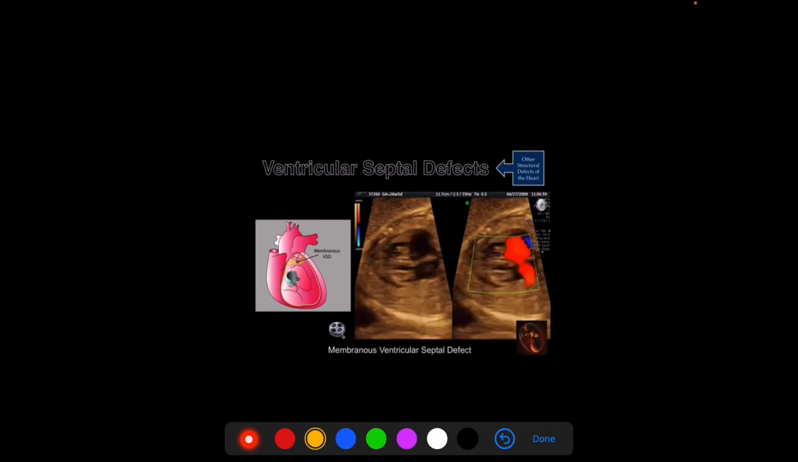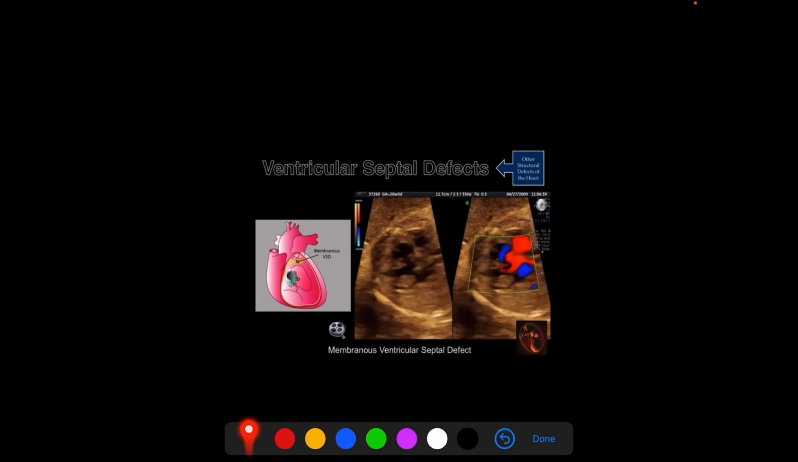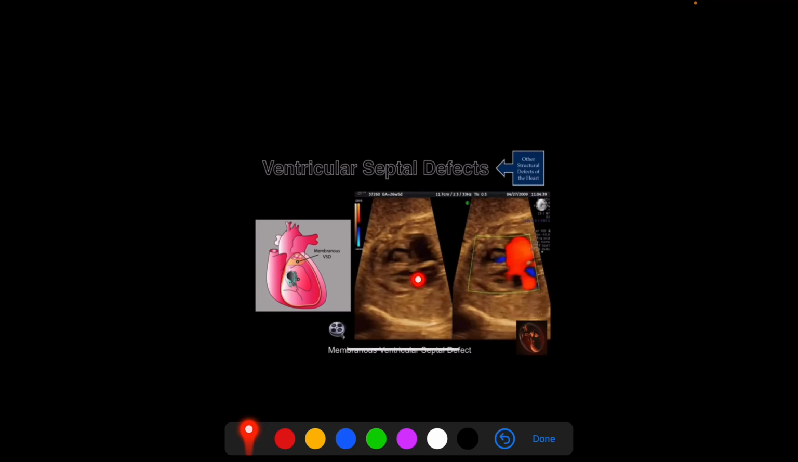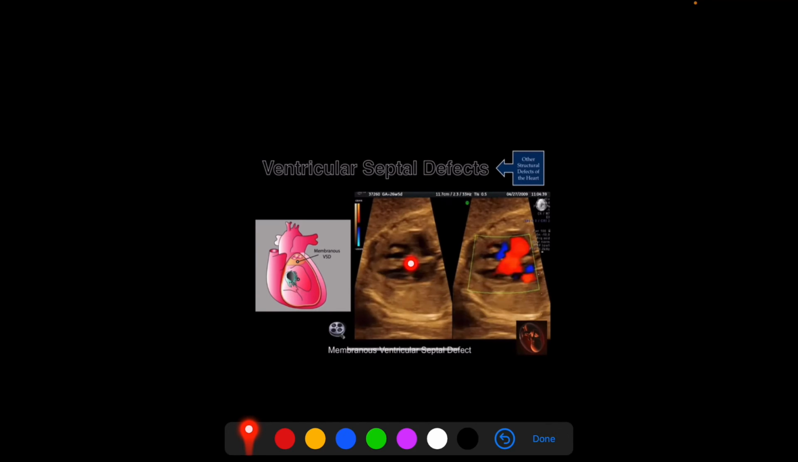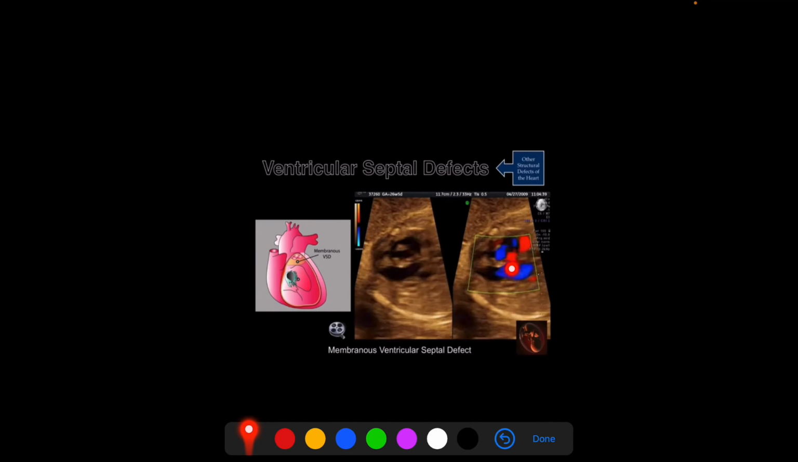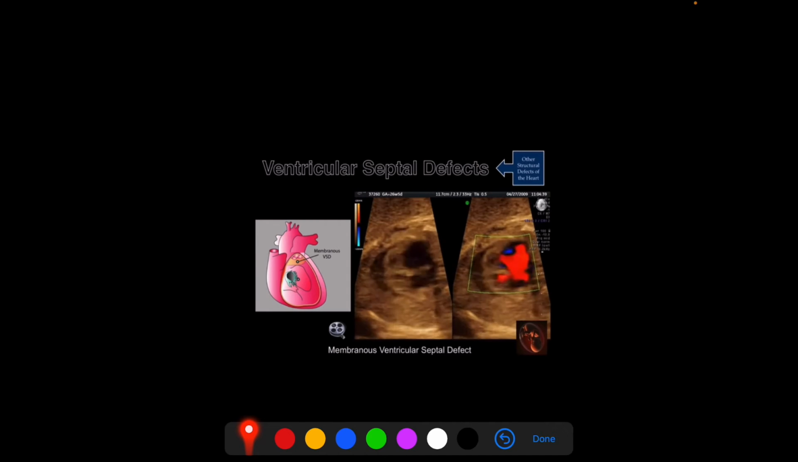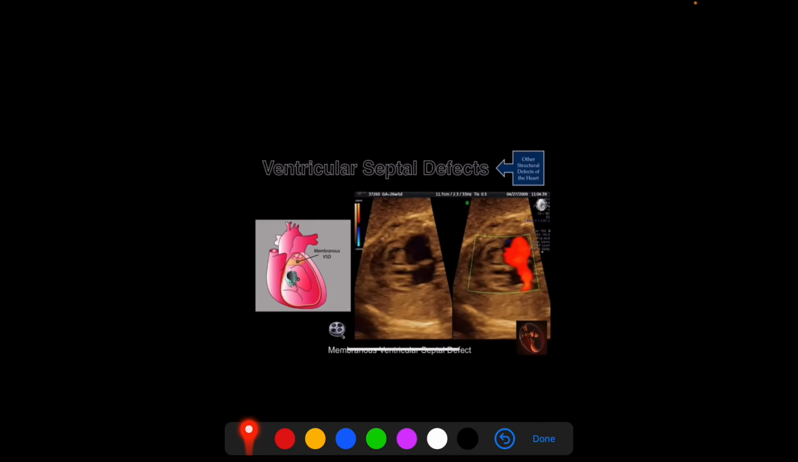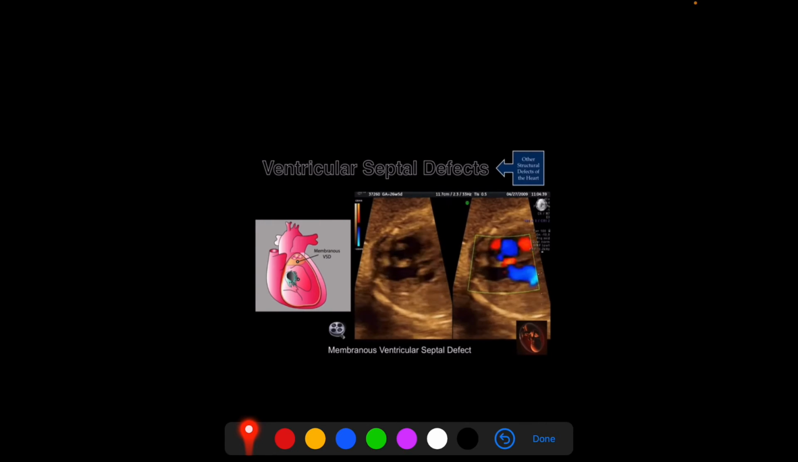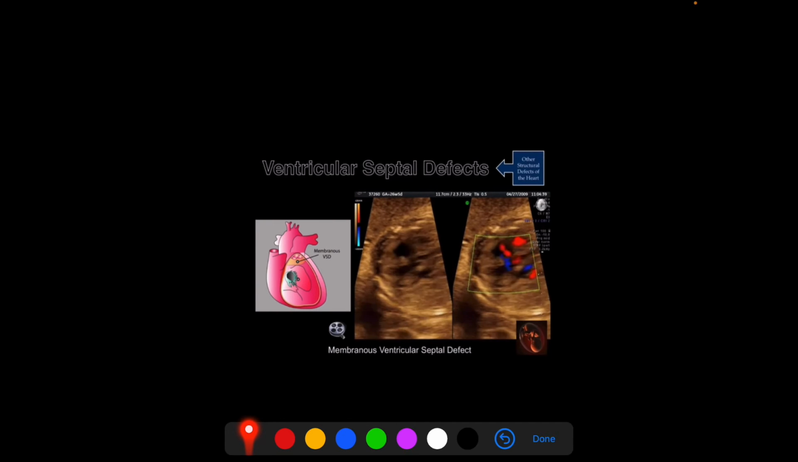Here you can see a defect adjacent to the crux of the fetal heart with the color flow through it. Then this is membranous VSD. This is significant. This will not go for spontaneous closure, and also this will be associated with other cardiac anomalies and trisomies.